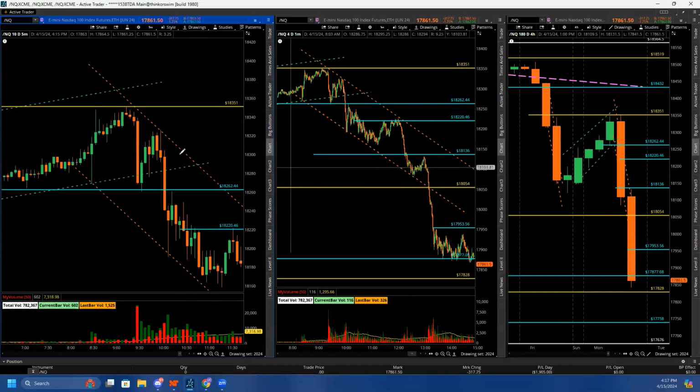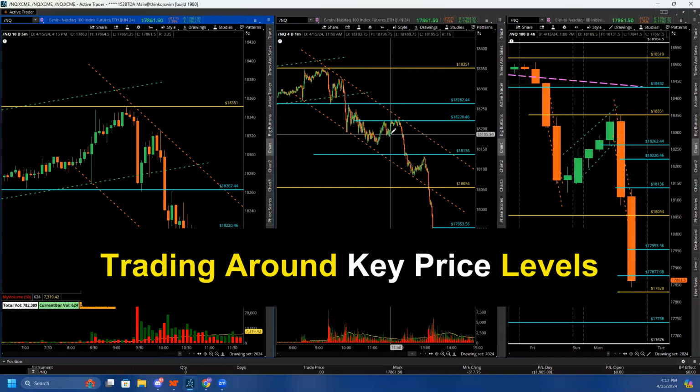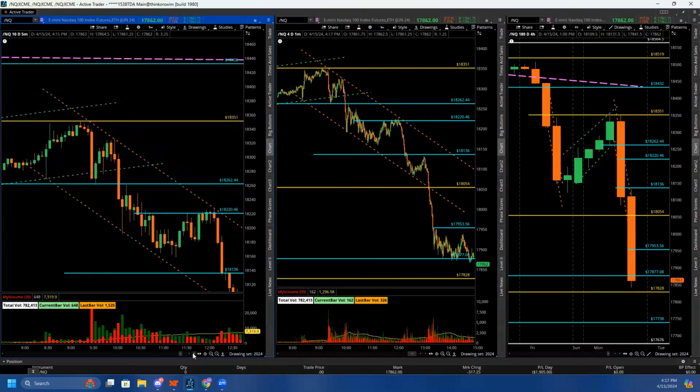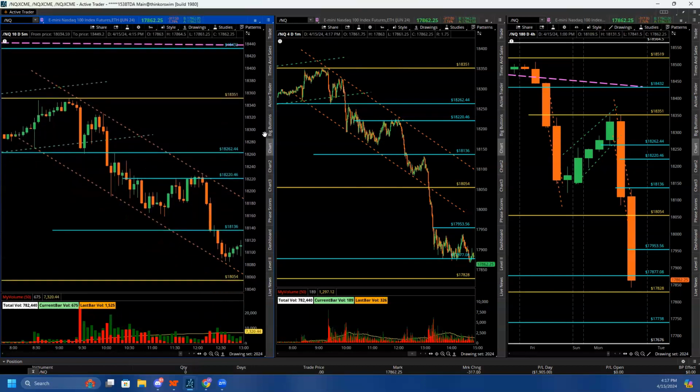So I shared these levels in the morning with everybody. You can put them on the Thinkorswim platform with the help of the link that I share, or if you don't have that, you can just manually put them on NinjaTrader or any other platform you use. So for example, let's just see.